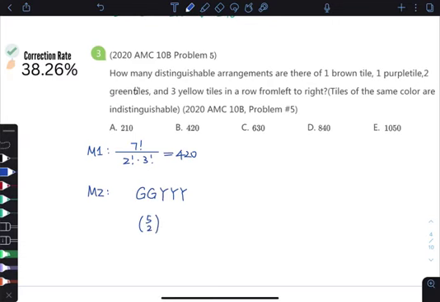After that, we've already arranged the 5 tires. Now let's choose a place for the brown tire. Let's count: 1 place, 2, 3, 4, 5, 6. In total, you have 6 places for the brown tire, so we multiply by 6. After you put the brown tire in, how many places do we have for the purple one? 1, 2, 3, 4, 5, 6, 7. So 7 places, right? We multiply by another 7, and after you do this calculation, you find it's also equal to 420.